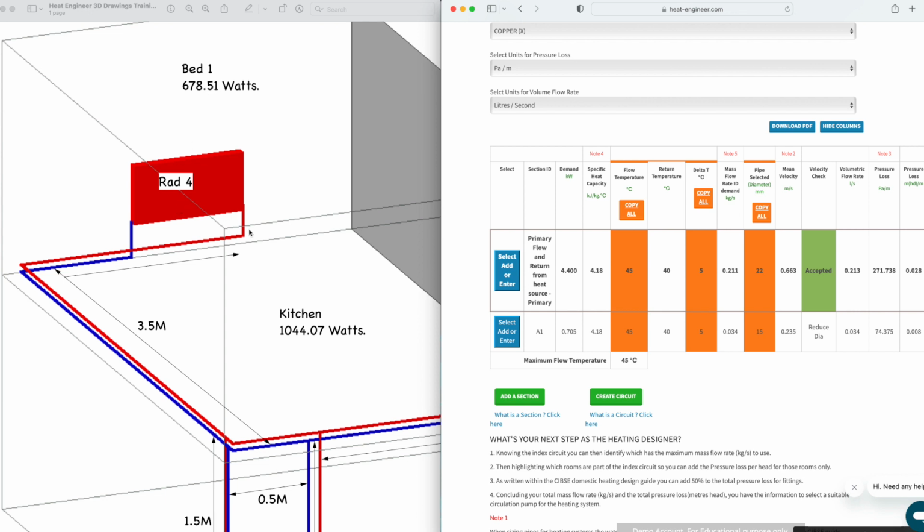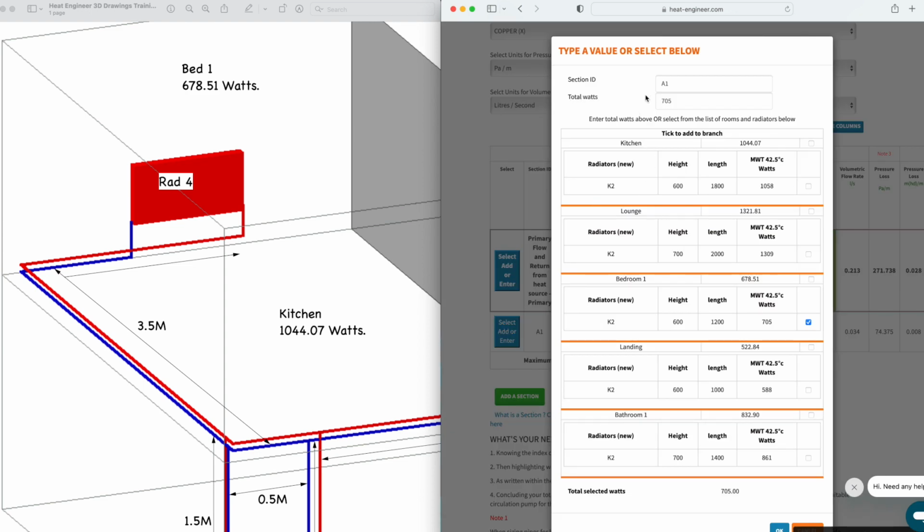Now I went through here and you can see that I've got 705 watts written down here. If I select on that, because I was sizing radiators, this is the bedroom one, and bedroom one is here. I was sizing radiators, and the closest I could get to the output that I needed was 705 watts at 42.5 degrees mean water temperature. So that's obviously the mean water temperature between the 45 degree flow temperature and the 40 degree return temperature.